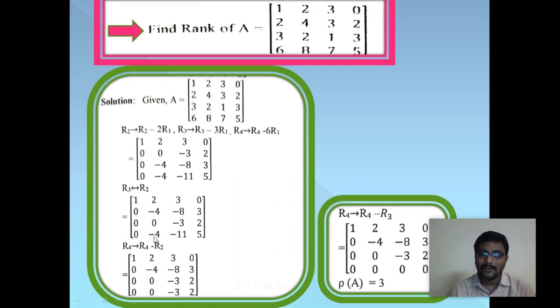Next one is R4 goes to R4 minus R2, just subtracting the elements of row 2 from row 4. So we will have it like this, and R4 goes to R4 minus R3. So we will have one zero row and the non-zero rows are 3, but the rank is always the number of non-zero rows. So here the number of non-zero rows is 3, the rank is 3.